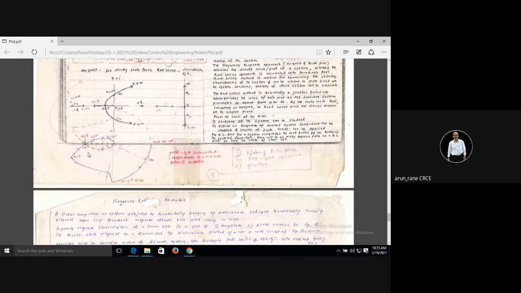Now you see minus 1 comma 0. So the graph is like this. It is going like this, like this, like this, and like this. So the minus 1 comma 0 is inside. That means the system is unstable.